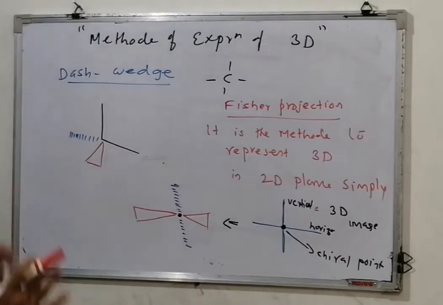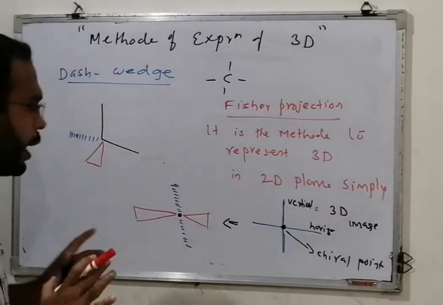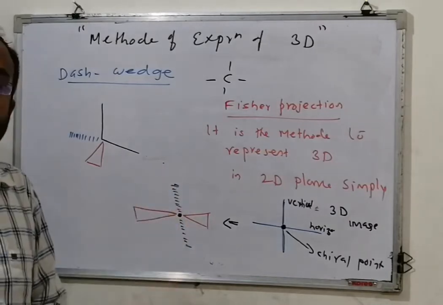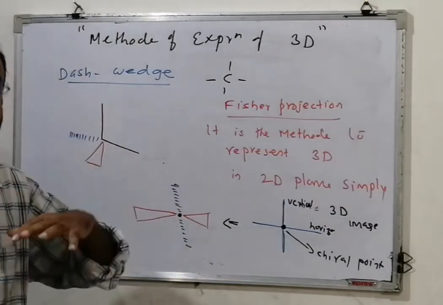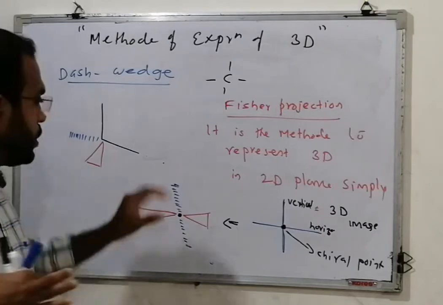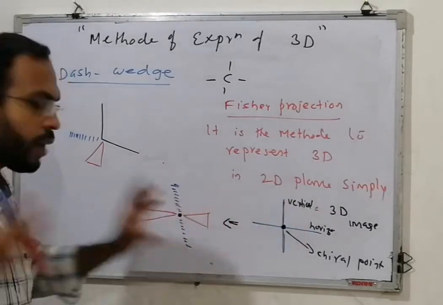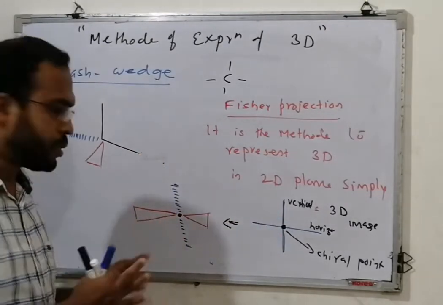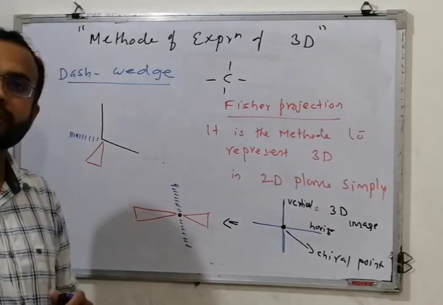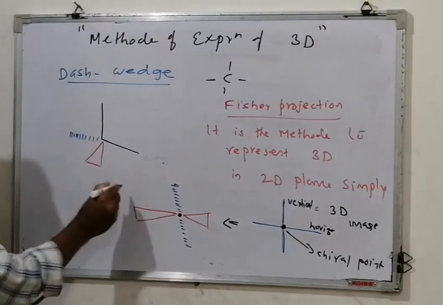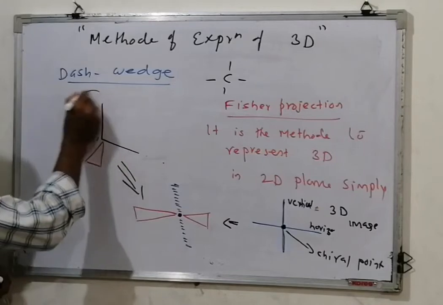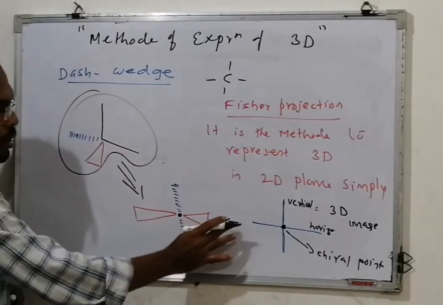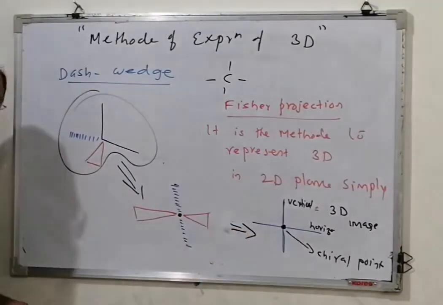Therefore, my dear students, when you see a cross for Fischer, you should imagine this, or this should reflect in your mind like this. That is, vertical is away from the observer, horizontal is towards the observer. And now this dash and wedge has been beautifully described into Fischer like this.